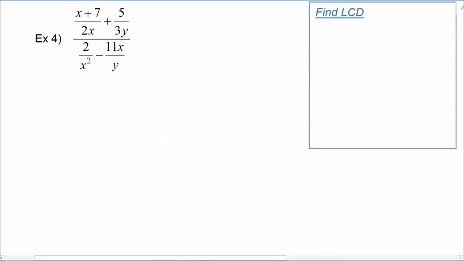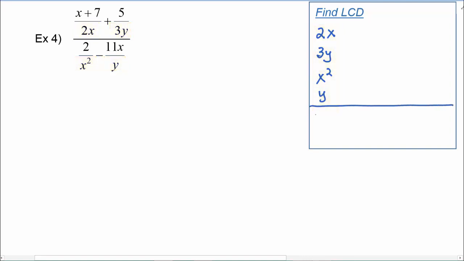In example 4, we have x plus 7 over 2x plus 5 over 3y being divided by 2 over x squared minus 11x over y. So for the first time we have variables in the denominator, but we proceed in the same way. Our denominators are 2x, 3y, x squared, and y.